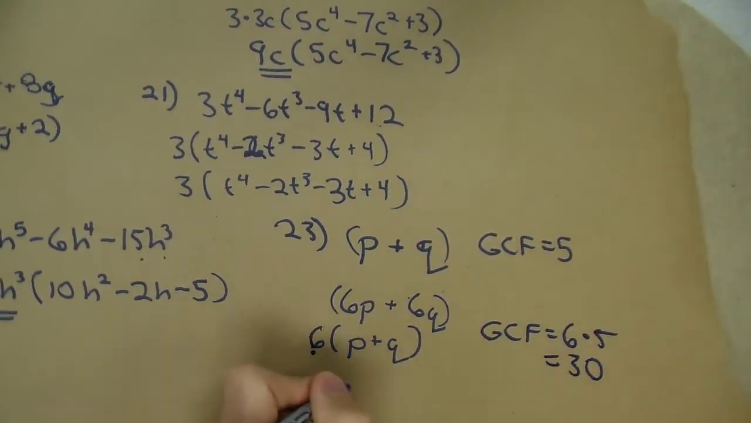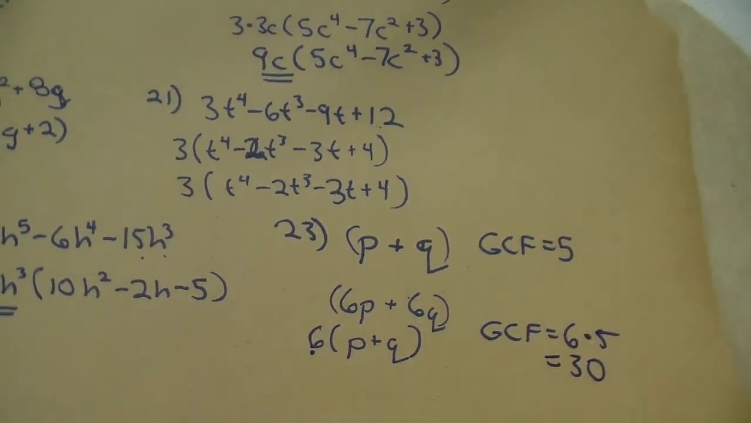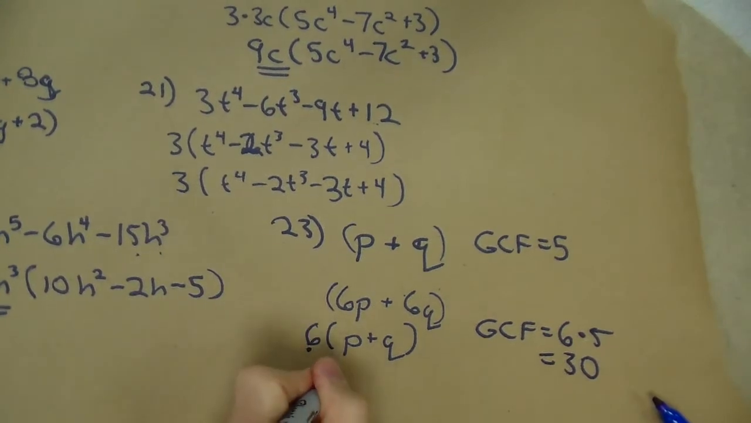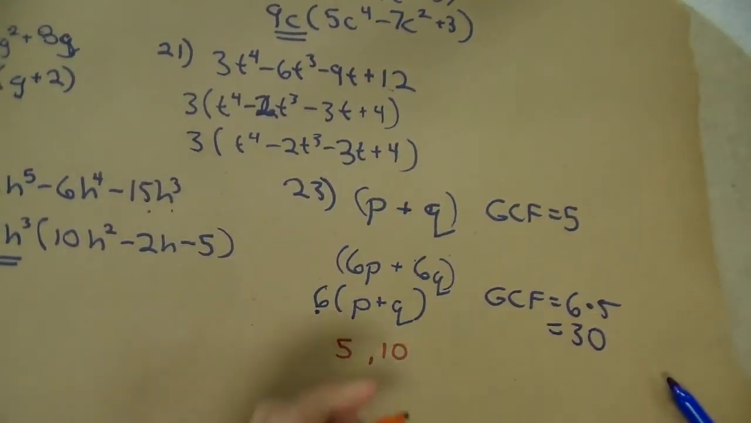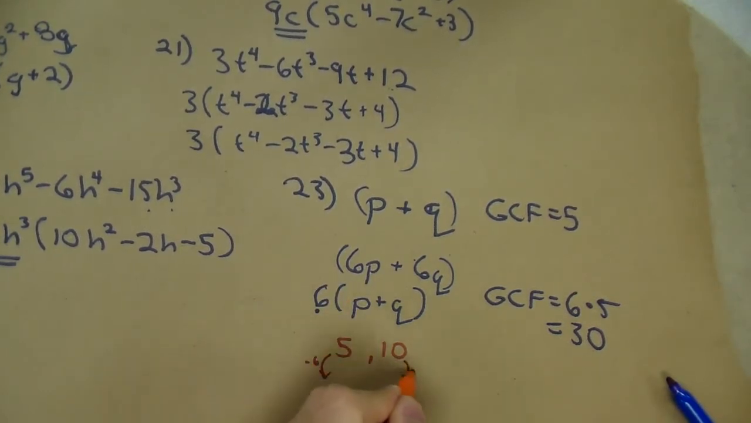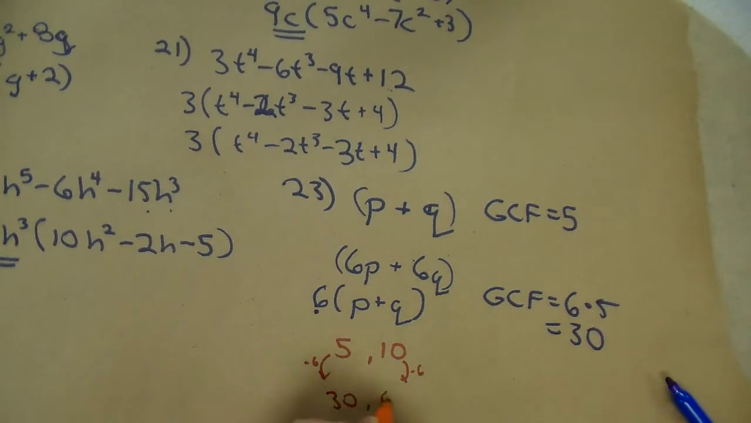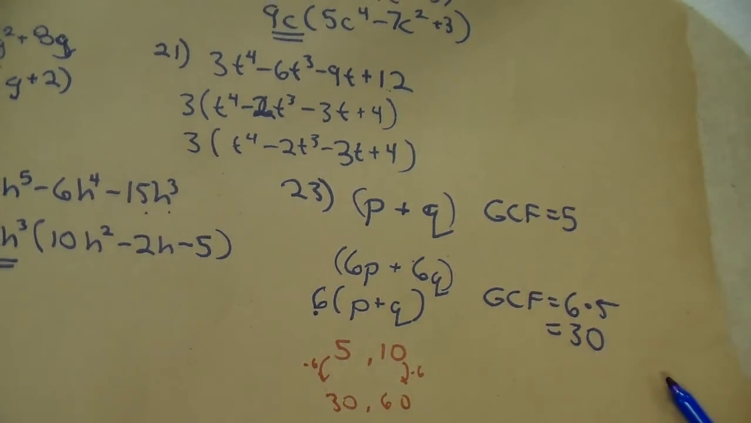If you need an example of that, let's think p and q were 5 and 10. 5 and 10 have a common factor of 5. If I do 6 times each of them, I then have 30 and 60. Well, 30 and 60 are going to have a GCF of 30, so it fits what we were looking at.